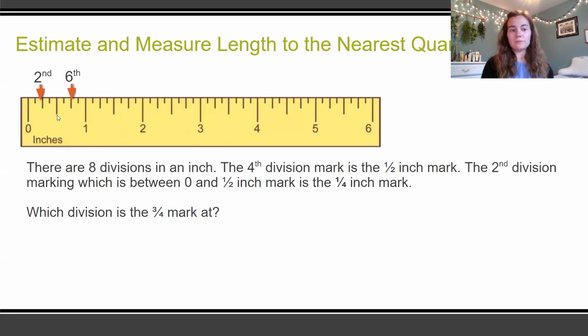The 2nd division mark, between 0 and the 1/2 inch mark, is the 1/4. That was kind of a lot of words, so I'm going to read that again. The 2nd division marking, 1, 2, so this one is between 0 and 1/2. So here's my half and here's my 0. And this is my 2nd. It's right in the middle of that. And that's my 1/4 mark. Right here is 1/4. Which division is the 3/4 mark at?